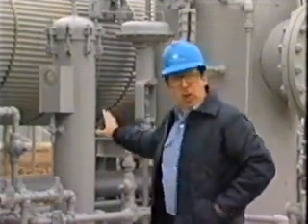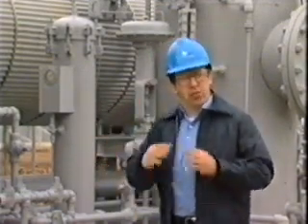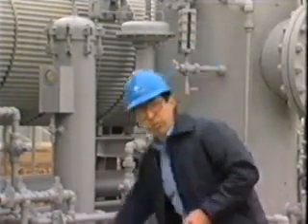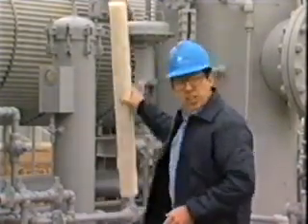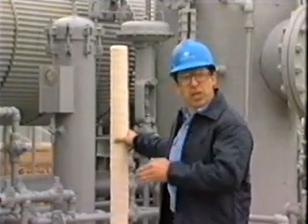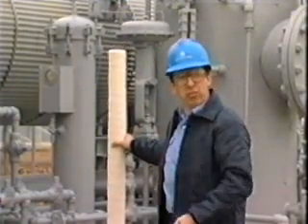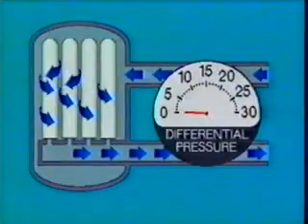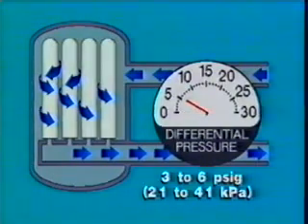Sock filters are the most commonly used type of solids removal. Sock filters contain cylindrical elements that are replaced as they become coated with solids. A differential pressure gauge measures the pressure drop across the elements. A pressure drop of 3 to 6 psig is normal as glycol flows through the elements.